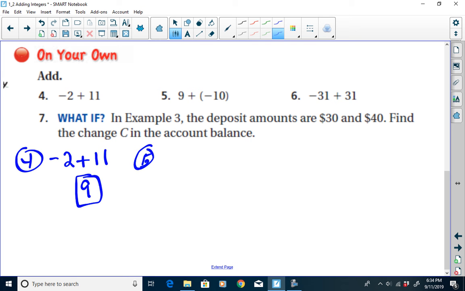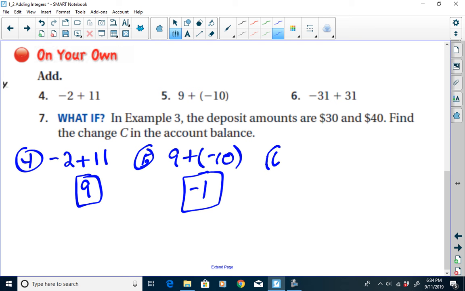Problem 5. We have a 9 and a negative 10. We're adding integers with opposite signs, so I have to subtract their absolute values. Take the sign of the higher absolute value number. So negative 1 would be the sum.